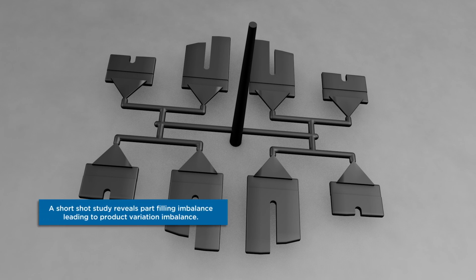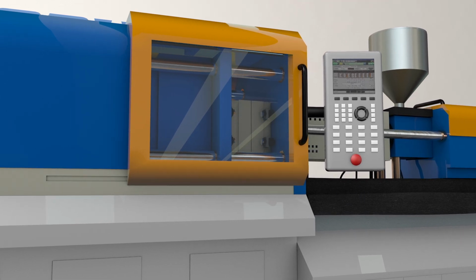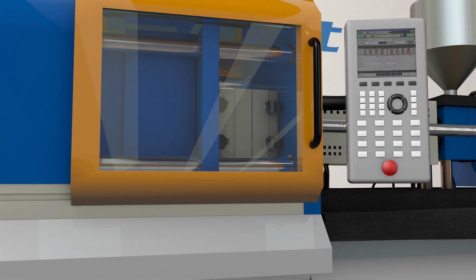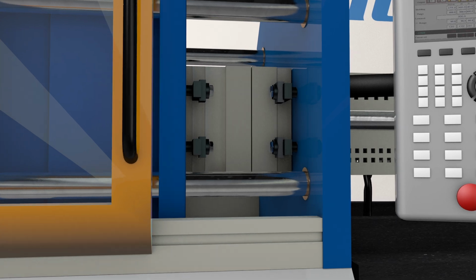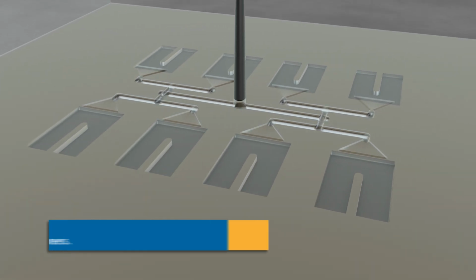A short shot study reveals an obvious part imbalance. You can see that the outer cavities are filling much more slowly than the inner cavities. To understand why this happens, let's take a closer look at what's going on inside the mold. Watch as the plastic flows through the runner system and into the cavities.